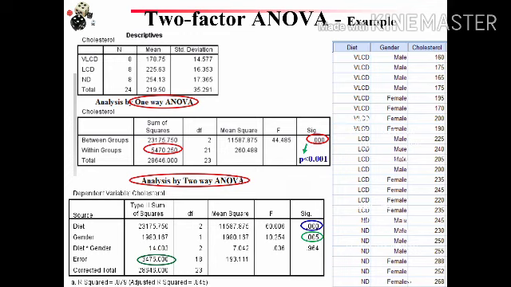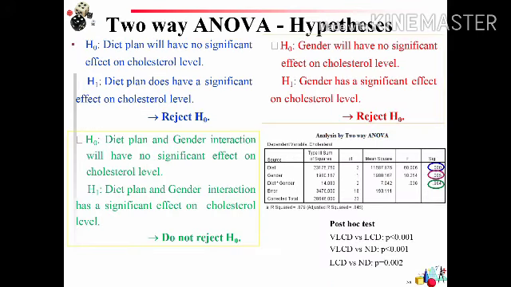Here we can see the sources are diet, treatment, gender, and the interaction of diet and gender, and we consider the error also. Okay, so here corresponding SIG, that is the p-value, we'll get. In this p-value you can see for diet the p-value is significant, and for gender also the p-value is significant.